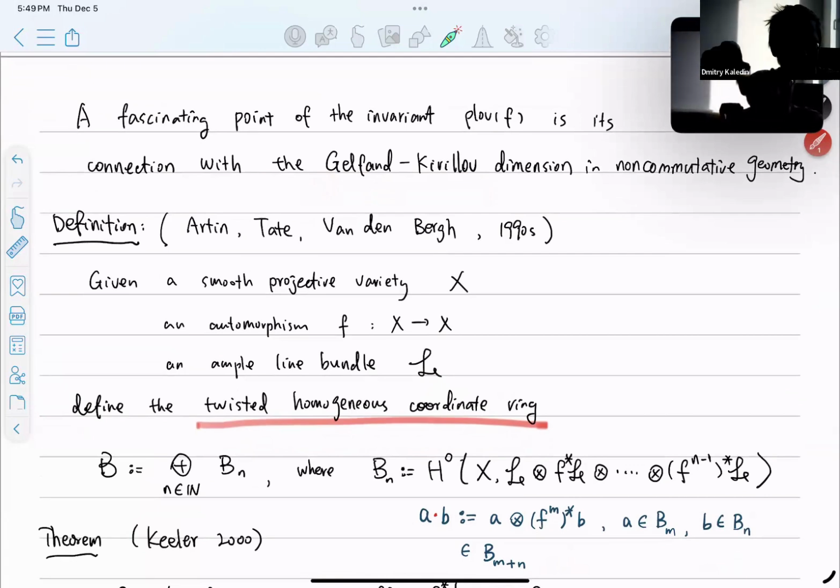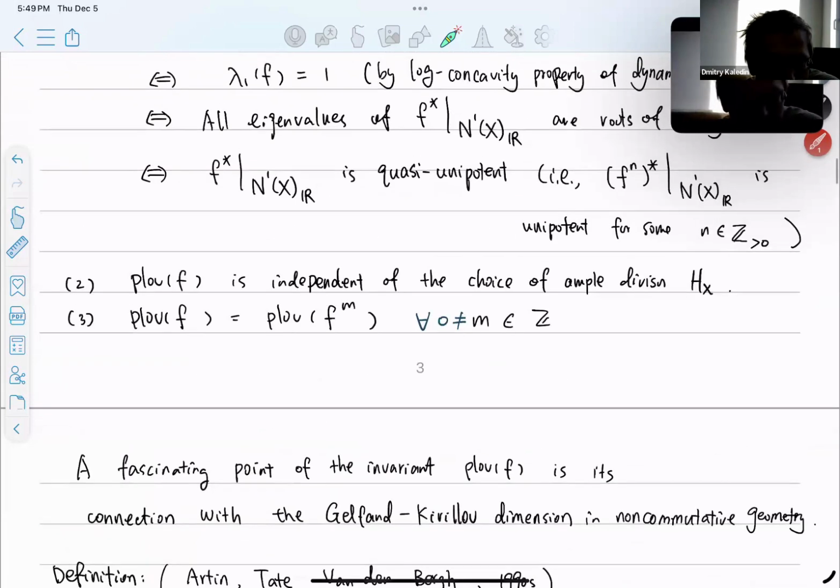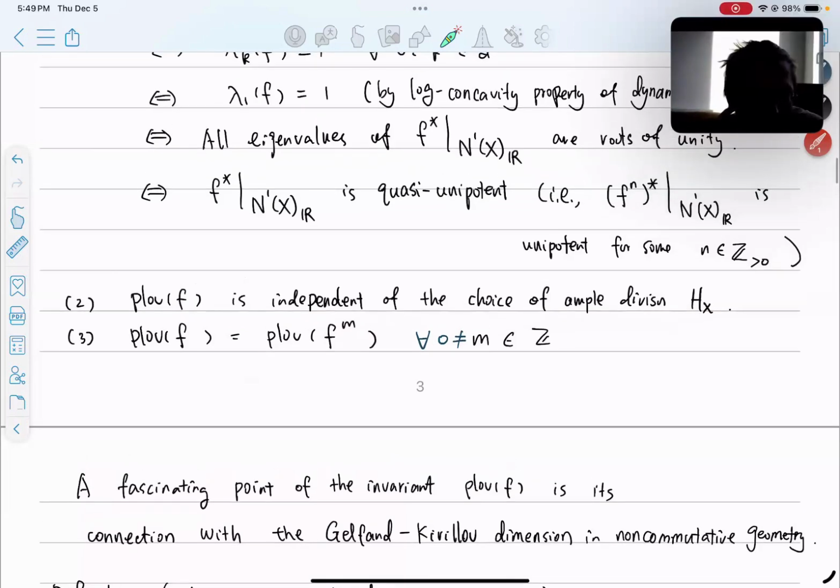So this fact that it doesn't change if you replace f by a power of f. What happens if it was just the usual logarithmic volume, without p, just log? You mean this part, right? Yeah.